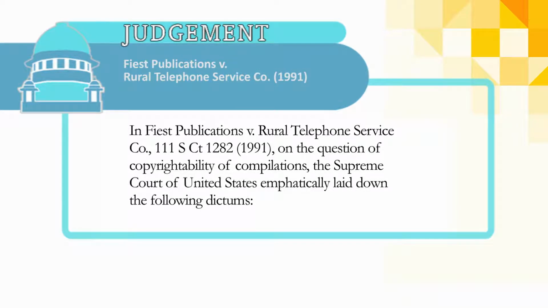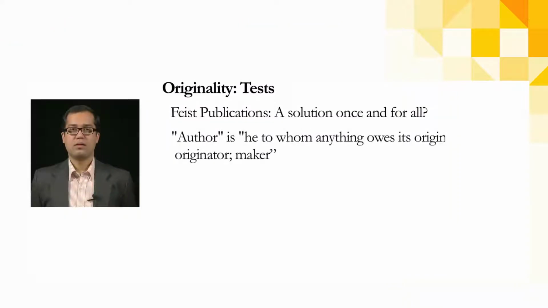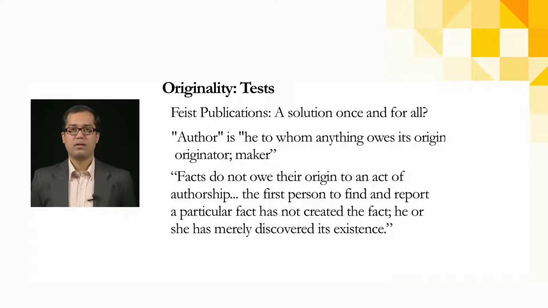In Feist Publications versus Rural Telephone Service Company, a similar situation involving the copyrightability of a directory listing the names, towns, and telephone numbers of a large number of people of a certain area arose. On the question of copyrightability of compilations, the Supreme Court of the United States emphatically laid down the following dicta. First, author is he to whom anything owes its origin; originator, maker. Second, facts do not owe their origin to an act of authorship. The first person to find and report a particular fact has not created the fact. He or she has merely discovered its existence.